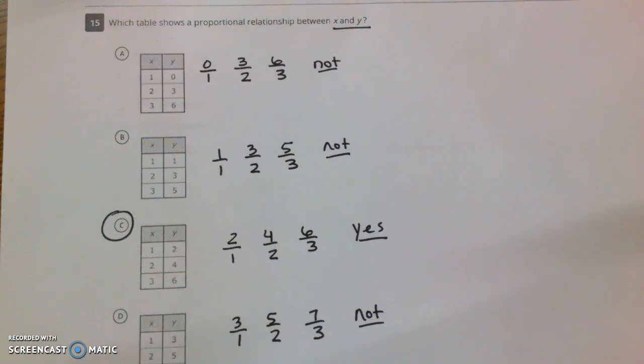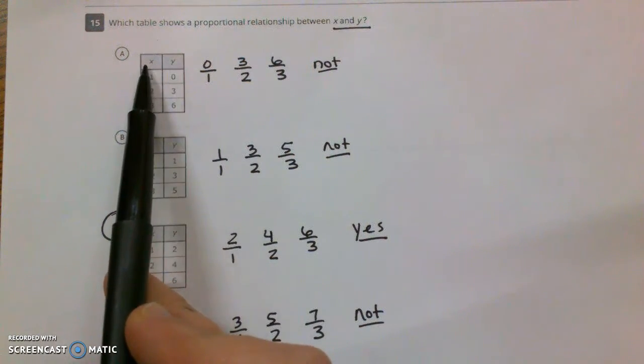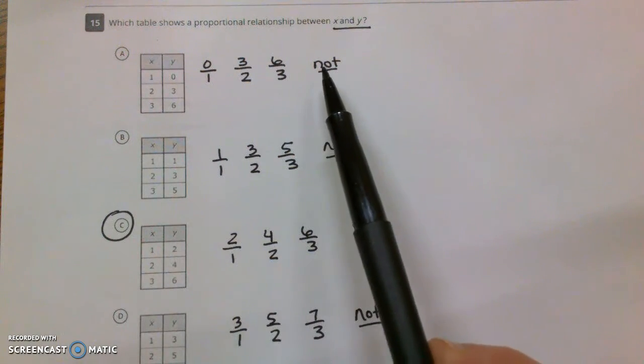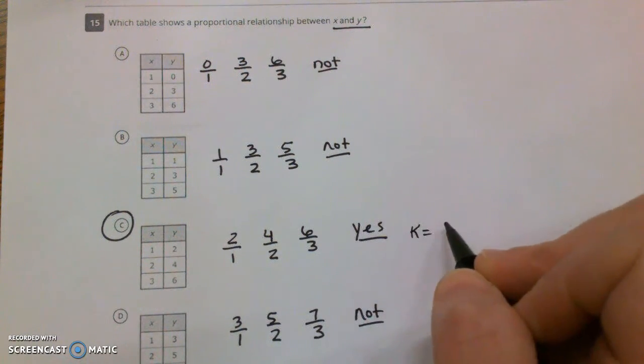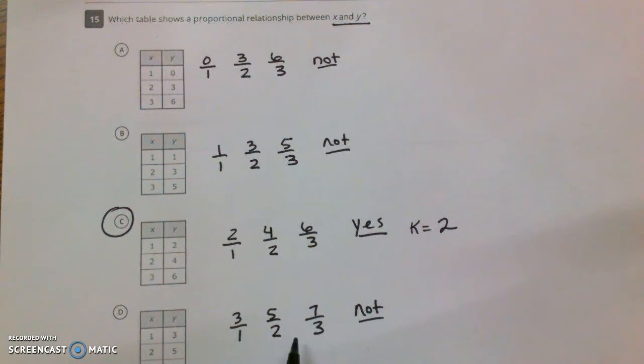you. Okay, in number 15, you just had to tell whether or not each table was proportional. Again, if you're given x and y, you can divide y by x to see if you have the same unit rate or the same value for k. So in each of these, I have it set up as y divided by x. And you can see that A was not proportional, B is not proportional, C is proportional, where k would be equal to 2, and then D is not proportional.